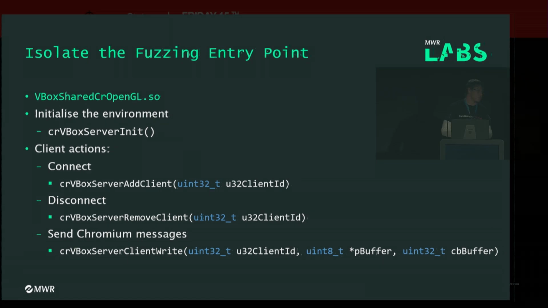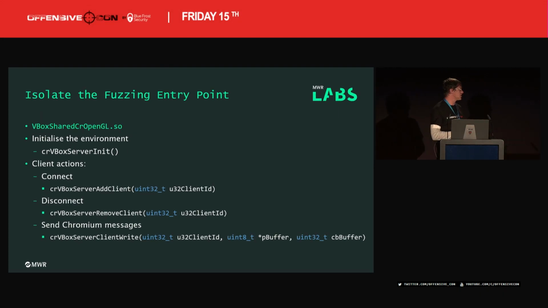So, a quick look at how we can fuzz VirtualBox 3D acceleration. Essentially, there's not a whole lot that we need in order to interact with Chromium. We just need to initialize the Chromium server, for which there's a convenient export from the shared CR OpenGL module. We need to be able to connect, disconnect, and send Chromium messages to basically simulate everything that a guest operating system would do when interacting with 3D acceleration.